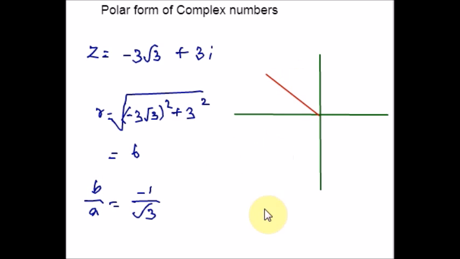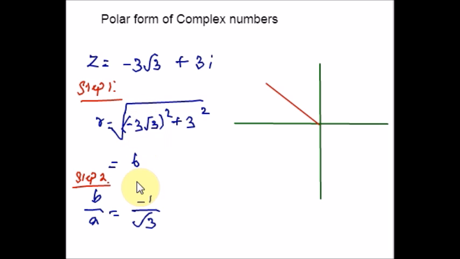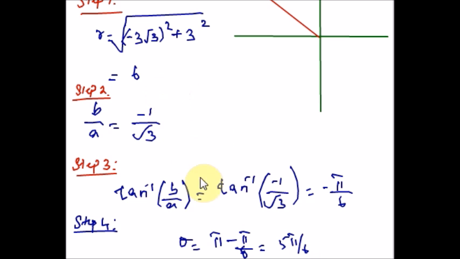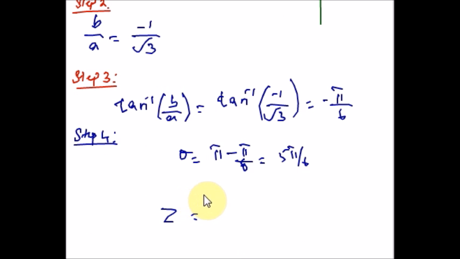Okay. Step 1 is to find r. Step 2 is to find b over a. Step 3 is to find tan inverse of b over a. To obtain an angle in the second quadrant, we are just adding pi. So that will give theta as 5 pi over 6. So this can be written in the polar form now. Z is equal to r e raised to 5 pi over 6 i. R is 6 here, so 6 e raised to 5 pi over 6 i. That's it for this problem. I have written everything step by step, so it will be easy for you to remember the steps and apply the same thing to other problems. Okay, let me take one more example and explain it step by step in the same way.